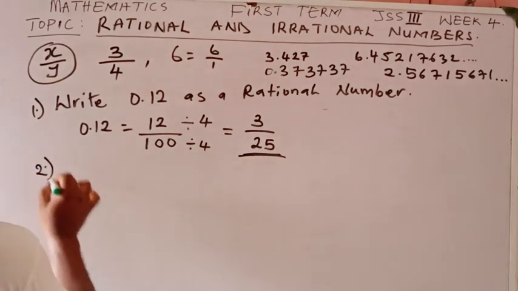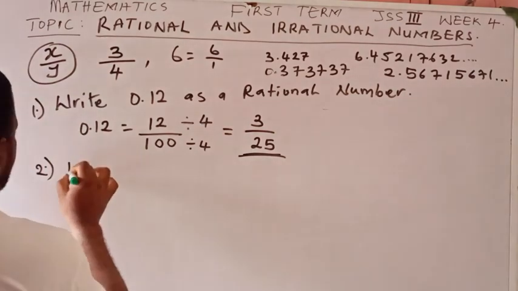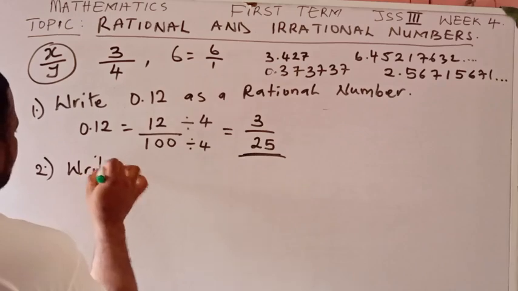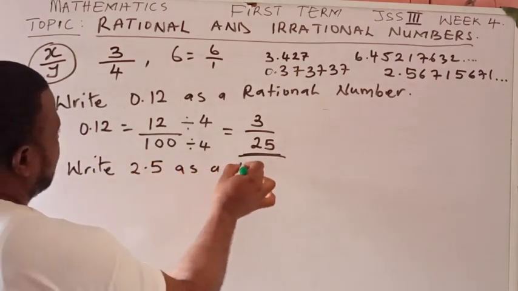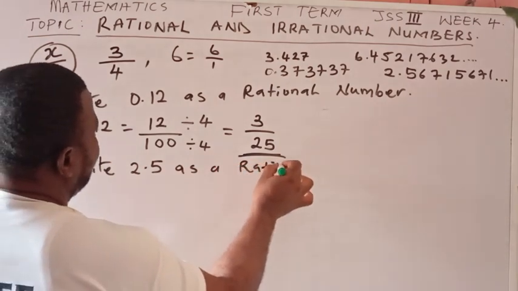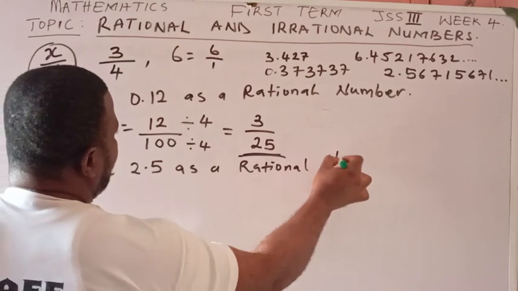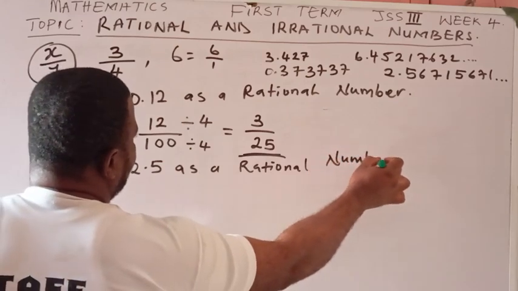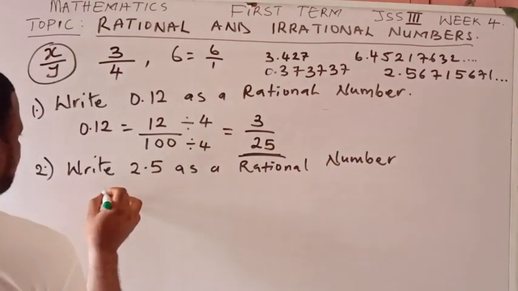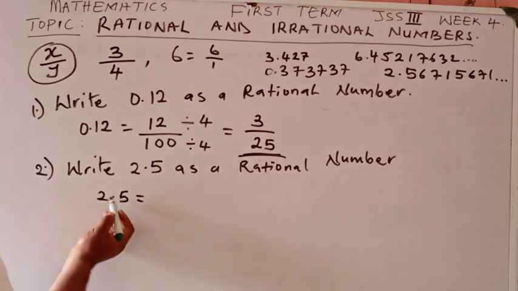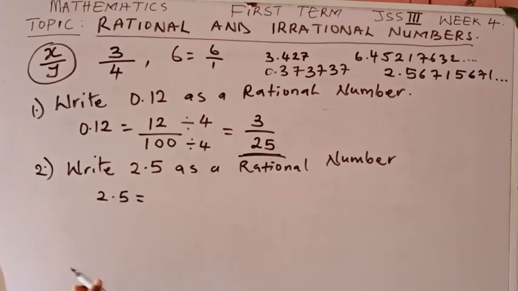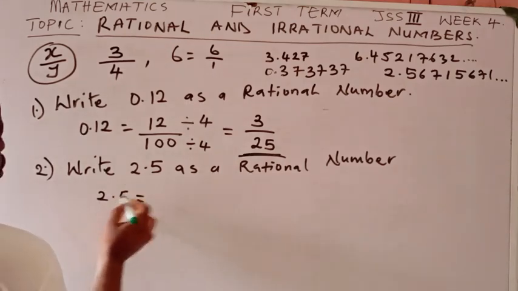Let's try number 2. Write 2.5 as a rational number. So 2.5 is equal to, it's a decimal point, we are moving it to a fraction.